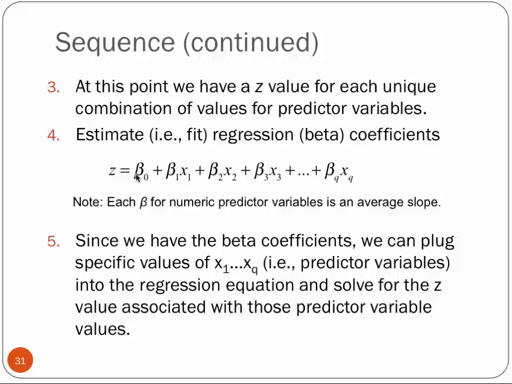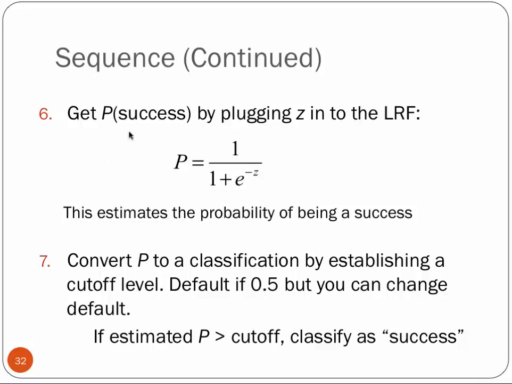So now, since we know what these B's are, we should be able to plug in X's, these predictor values, multiply them times the beta coefficients, and then sum up all the results and get Z. That's the essence of what we're doing. Once we have the value for Z, we can plug Z into our logistic response function and calculate probability. And this will estimate the probability of finding the success class. And then finally, once we know what P is, we'll set the cutoff and figure out what that probability needs to be in order for us to say that something is a success.